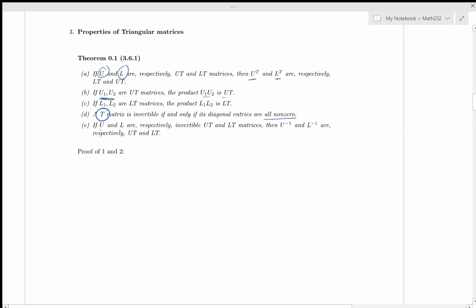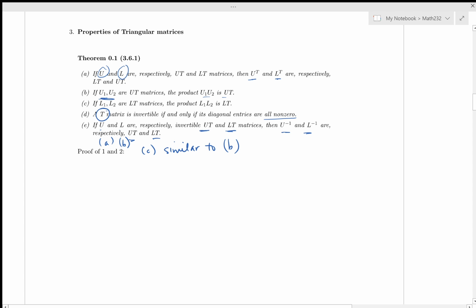And the final one here, let's see, hang on a sec. If U and L are, so that's right, I misread myself. Okay, so if U is upper triangular and invertible, and L is lower triangular, also invertible, then the inverses are respectively upper triangular and lower triangular. Okay, so we're just going to prove the first two, A and B. C is, of course, similar to B, and C is done in the textbook. D and E are going to come later.